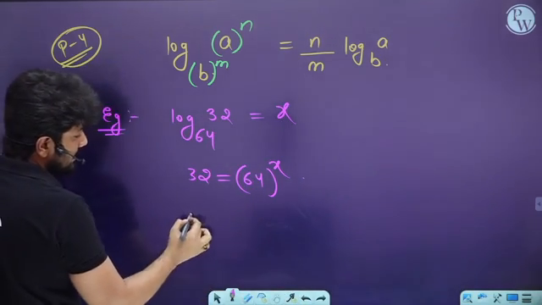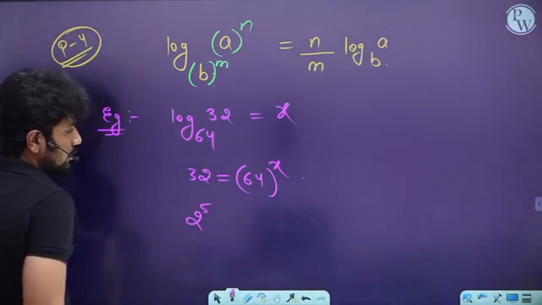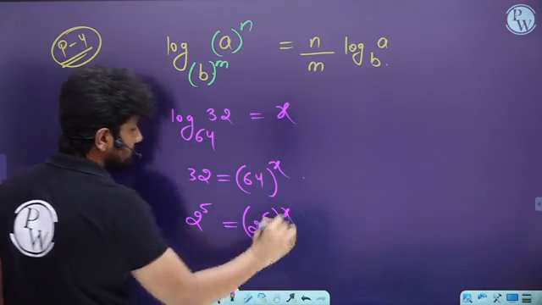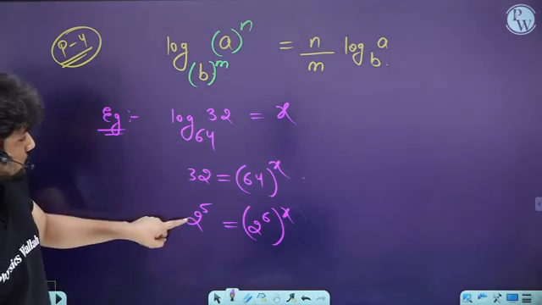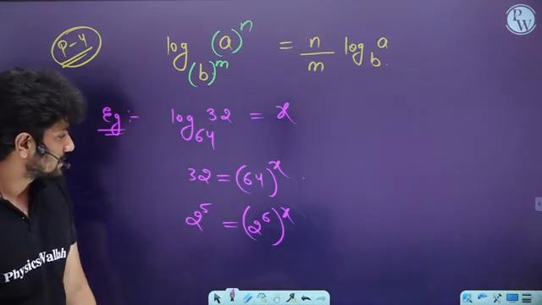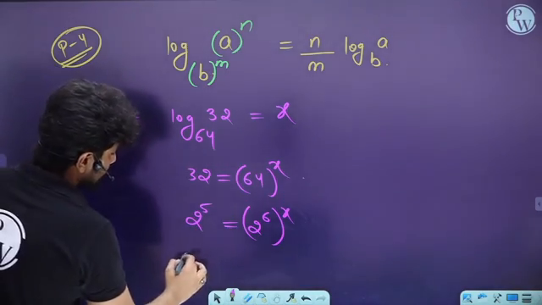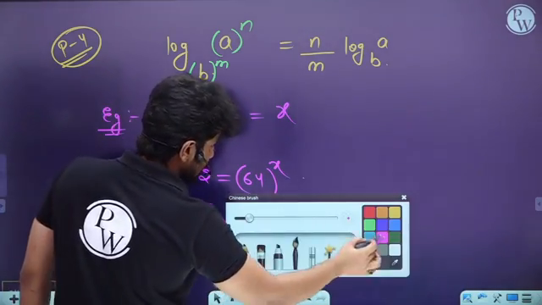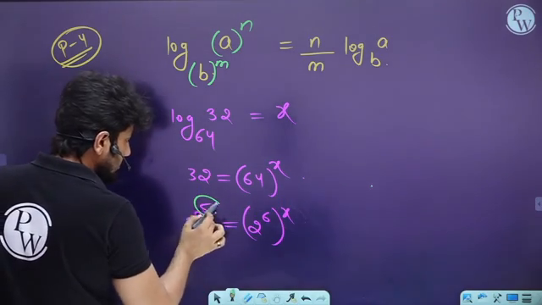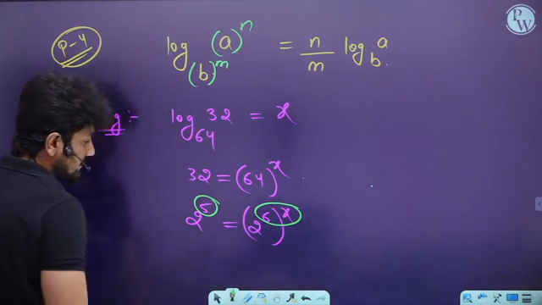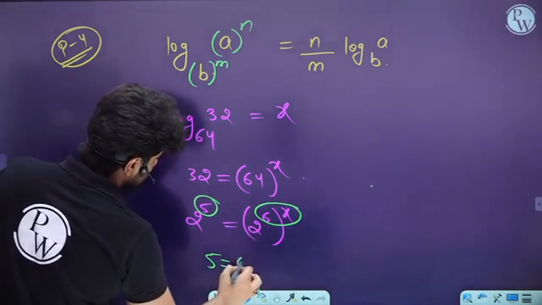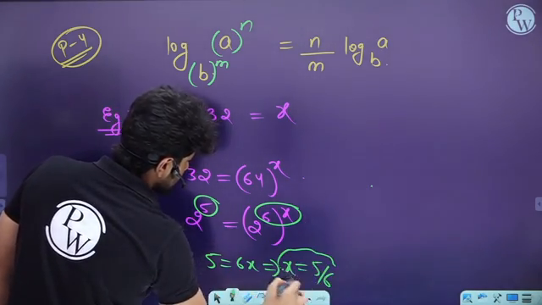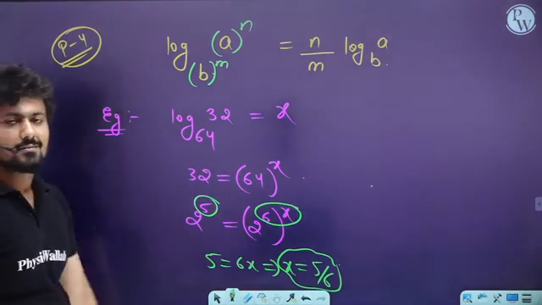Now you can write 32 as 2 raised to the power 5, and 64 as 2 raised to the power 6. So what is the power in the left hand side? 5. What is the power in the right hand side? 6x. Right? Here the power is 5, here the power is 6x. So 5 is equal to 6x, so x will be equal to 5 by 6. Correct? This will be the value for x.